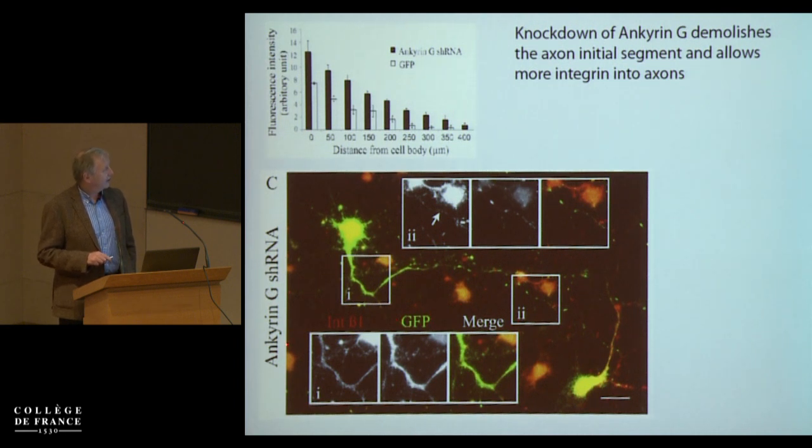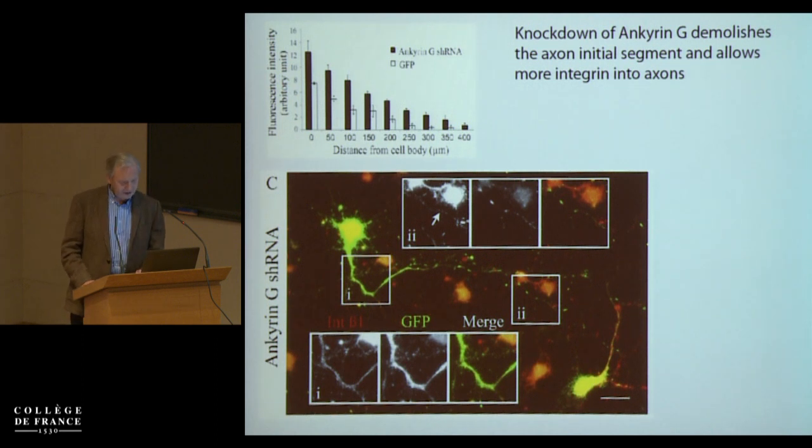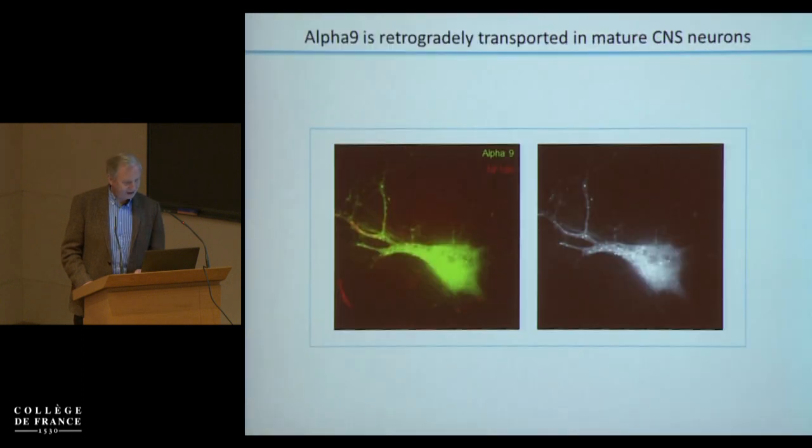So here is a cell in which this has been done with an shRNA. Now this is GFP that you're seeing, and this is the integrin stain here. Normally there would be no integrin at all at this point here, further down the axon, but where we knock down ankyrin G, there is in fact a little bit, not very much, but a little bit. So if we demolish the axon initial segment, some integrin gets into the axon, but what I would say is this is a fairly short-term experiment, and I think if we did this for longer, we would see a bigger effect and more integrin going into the axon, and this is something we're going to be following up.